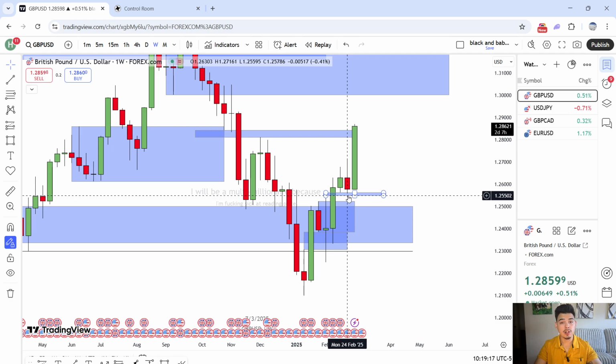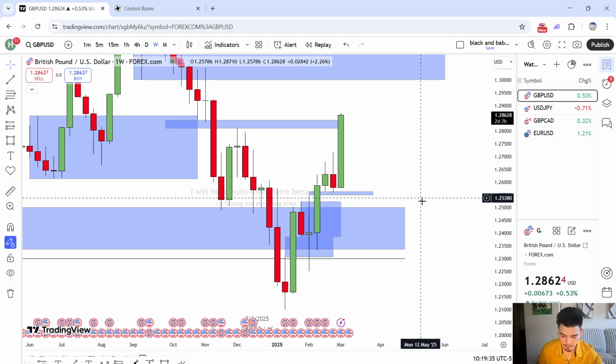Right here, we would be looking for a 4-hour market structure shift bullish off of this weekly internal range liquidity fair value gap, with the daily candle close to confirm the 4-hour market structure shift bullish. I know it gets kind of crazy, but rewatch that a few times, right?